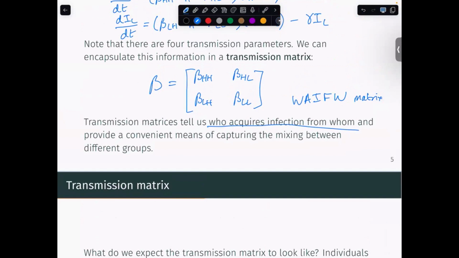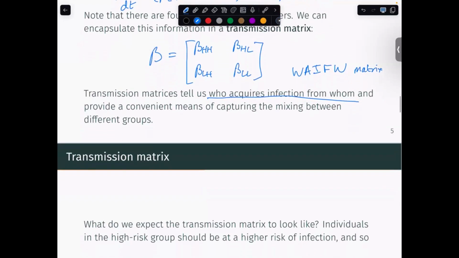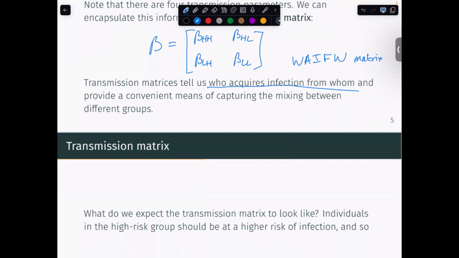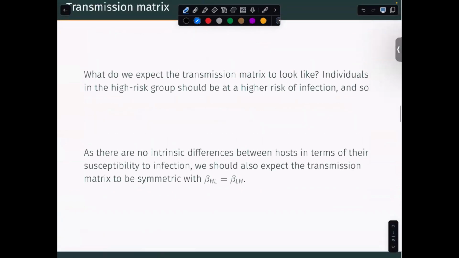Okay, so what do we expect? Well, they're high-risk individuals. Well, they're high risk because they are more likely to be experiencing infection. That's what we said at the start, due to some sort of behavioral practice. Maybe they have more friends. Okay, so we should expect our total transmission rates to our high-risk group, in other words, beta HH plus beta HL, in other words, that first row, should be greater than our second row, so beta LH plus beta LL.